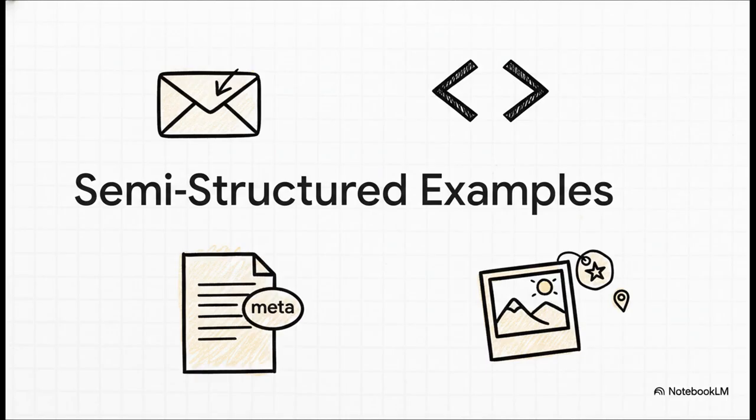And you see this pattern all over the place. The code that builds websites, like XML and JSON, that's semi-structured. A Word doc that has hidden author information? Yep, that too. Even a photo that you've tagged with a location or a keyword is semi-structured. It's data that has some organization, just not a super strict one.